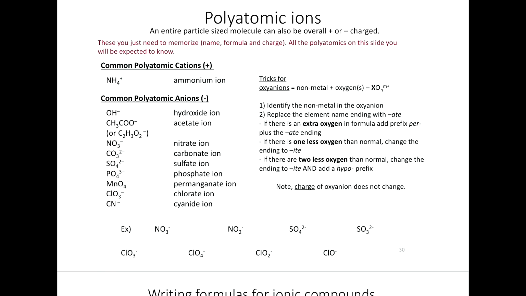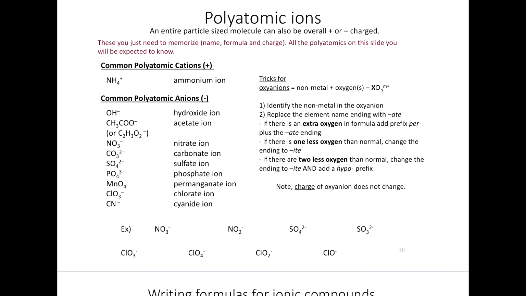All right, so you guys memorized these polyatomic ions already, right? Yes, I hope you did, because I'm not going through them. You are required to know these. If I say ammonium, you need to know the formula of ammonium. What is that? NH4 plus. You need to know the charge, so it's NH4 plus, and you need to know the name, ammonium.